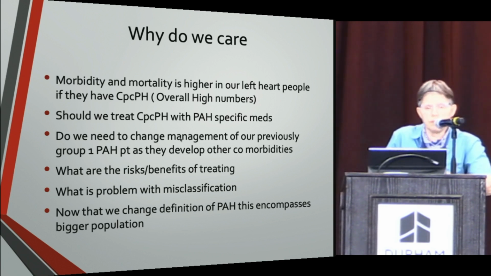Should we treat these people? Should we give them PH medicines? And if we are going to, who do we give it to? Do we need to change management in our patients who have clear pulmonary arterial hypertension and have done well for years, and now they have a heart attack, or now they have AFib or something else?